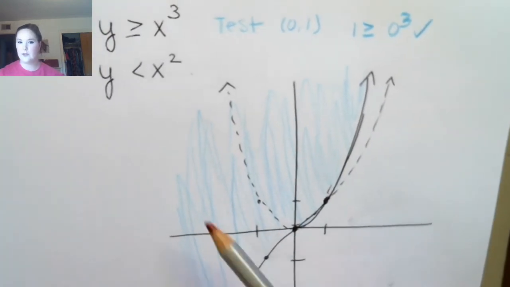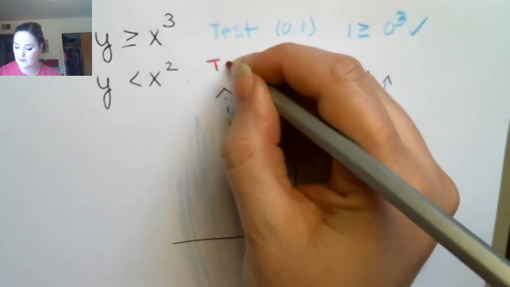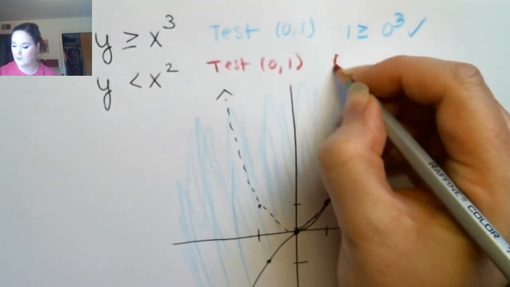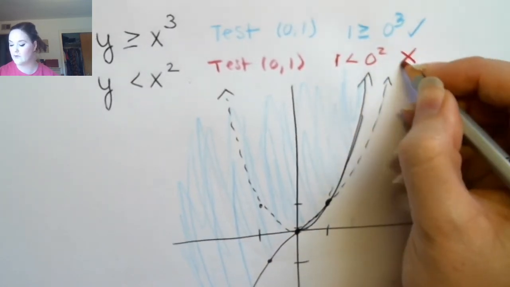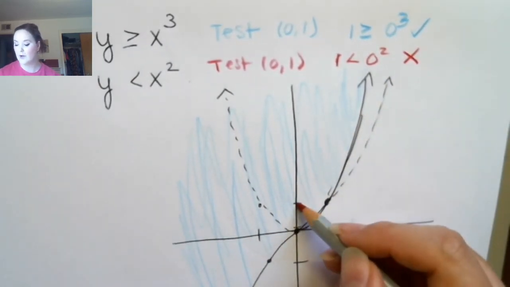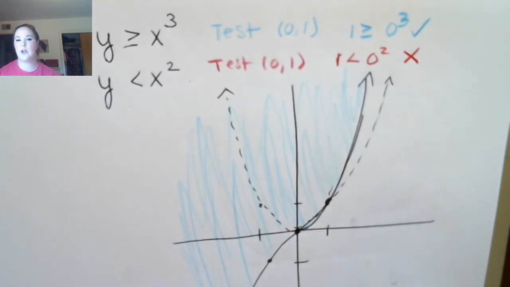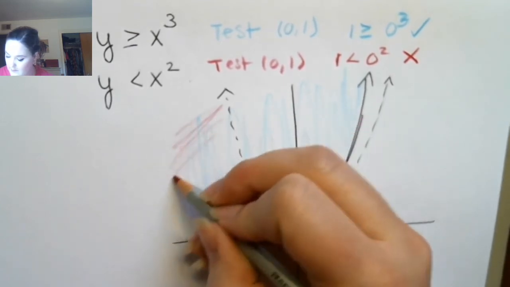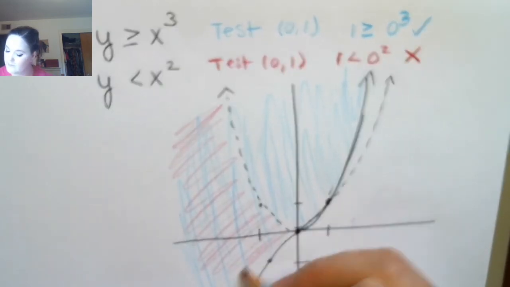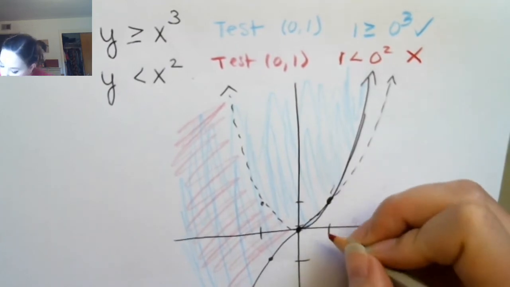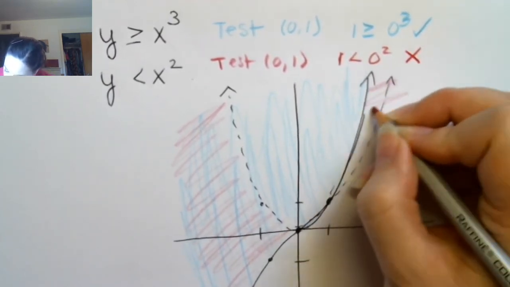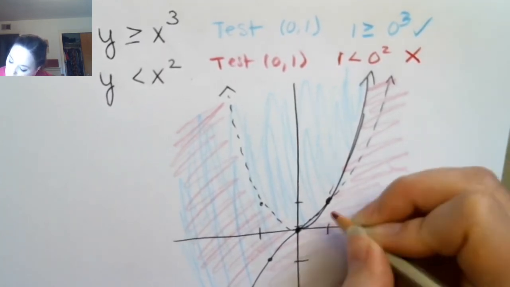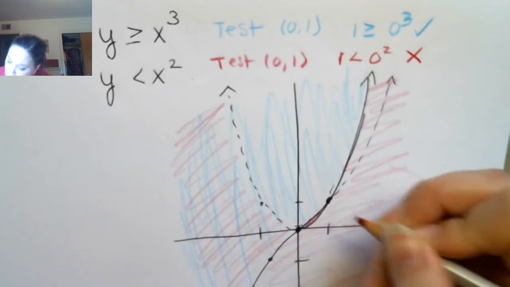Then for this one, we're still going to test the point (0, 1). So we would have 1 is less than 0 squared, which is false. So this is not part of it. That means I'm going to have to shade outside of the parabola. So that's going to be out here. But it's also going to be this part out here, including this tiny piece here.